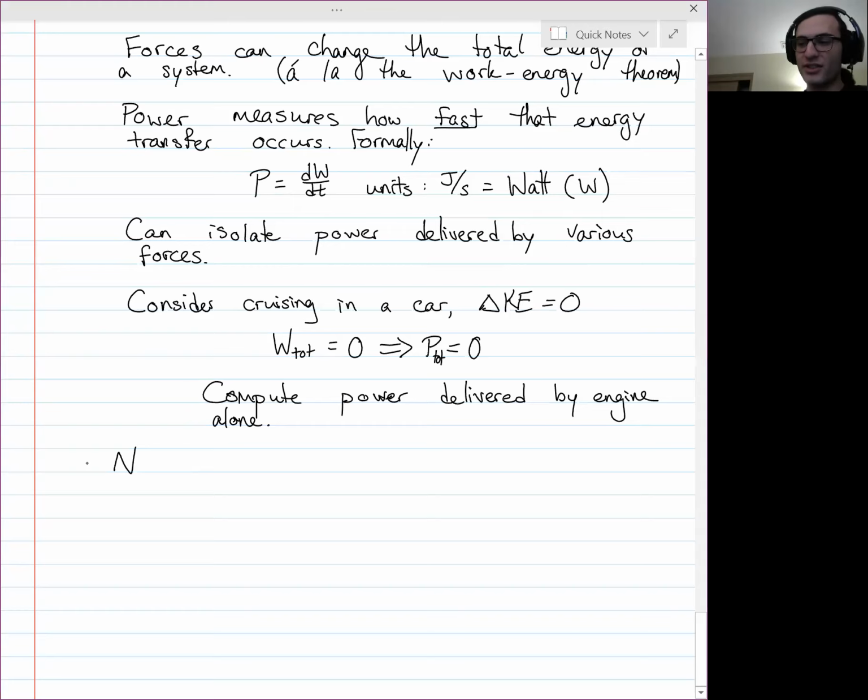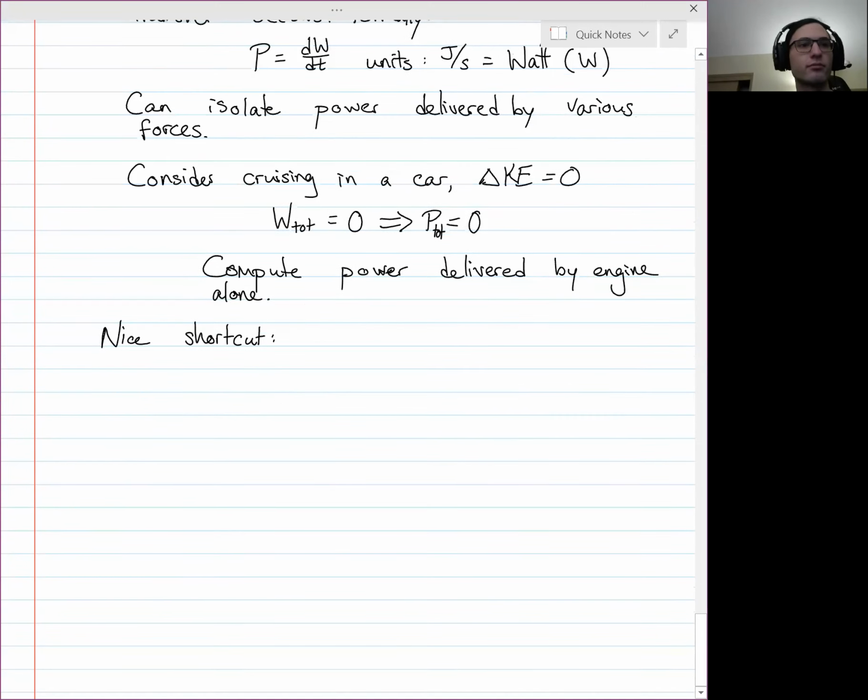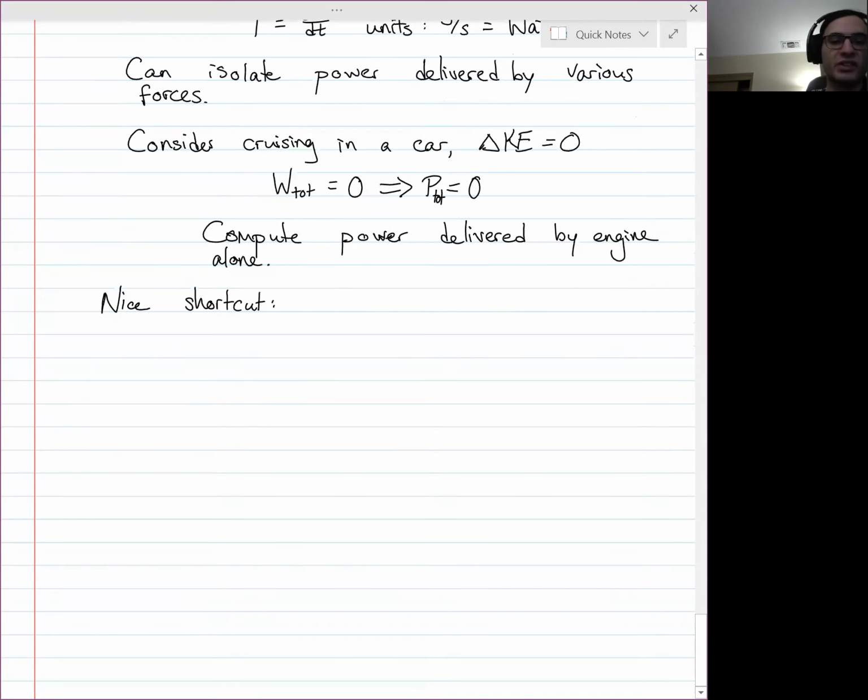All right, let's try again. All right, so if I say the word nice, will it freeze again? No, okay, so there's a nice shortcut for computing power. And again, this isn't always true, but it's approximately true anyway. So the power is the rate of change of the work done, right? I think we can all agree on that.